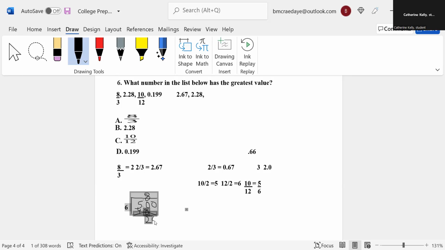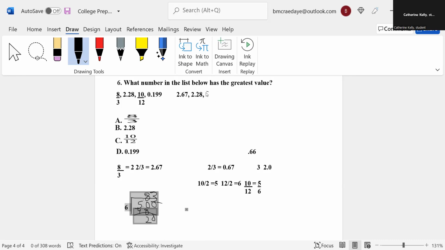Bring down a 0. And 6 into 20 goes how many times, Catherine? It goes 3 times. So I put the 3 here, and I can just stop there. So that's 0.83. So that means 10 over 12, that's the next one. I have 2.67, I have 2.28, and now I have 0.83. I'll put it right here.